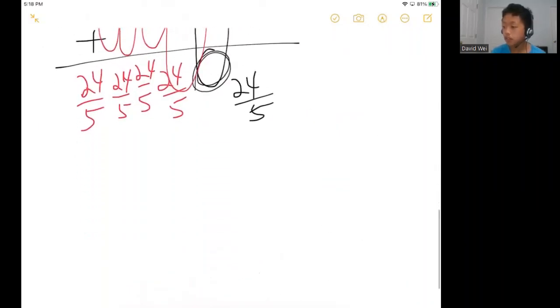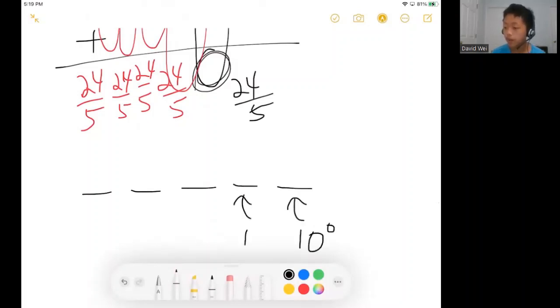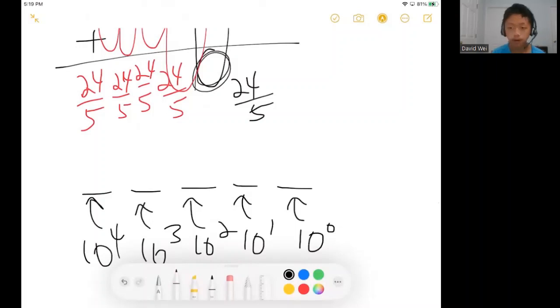So remember that in a 5-digit number, the units digit represents 10 to the 0, the tens digit represents 10 to the 1, the next digit represents 10 squared, the next one 10 cubed, and the next one 10 to the power 4. For example, if we have 7, 5, 2, 6, 1, then we have 7 10-to-the-4s, 5 10-cubes, 2 10-squares, 6 10-to-the-1s, and 1 10 to the 0.